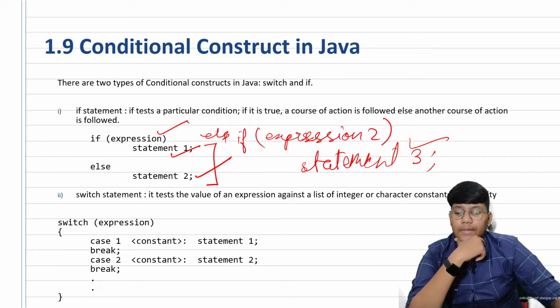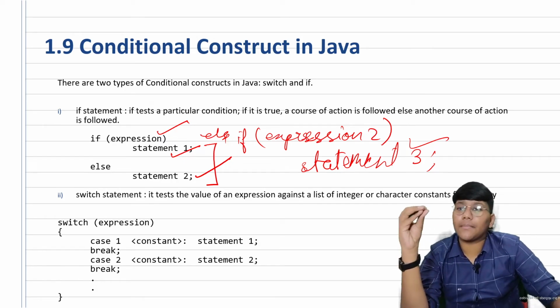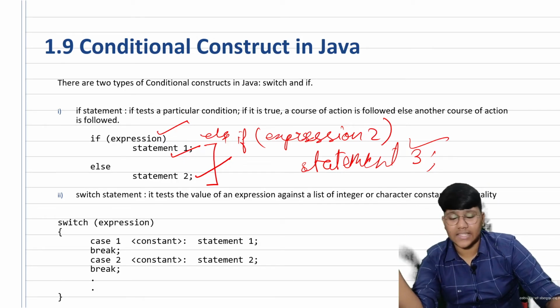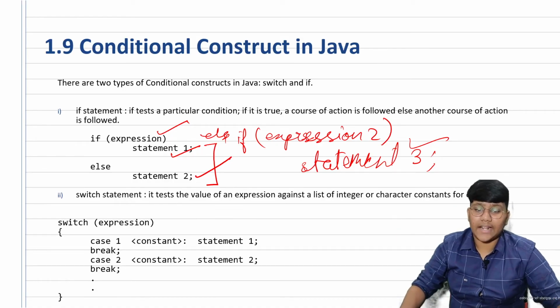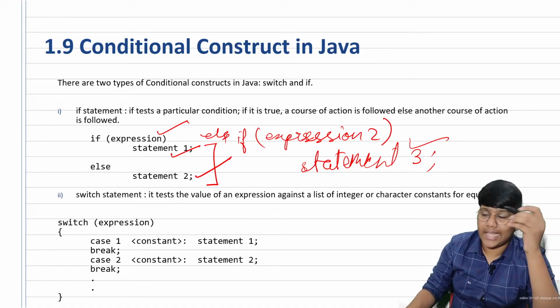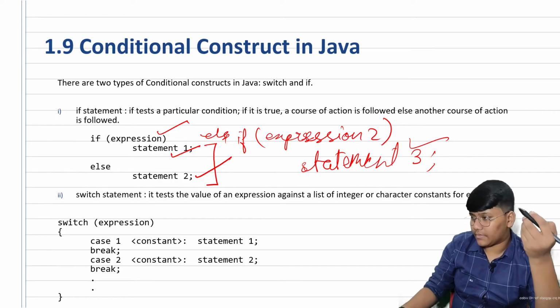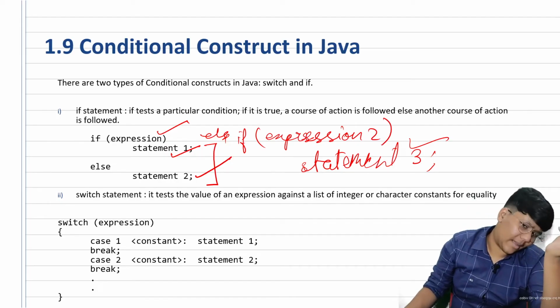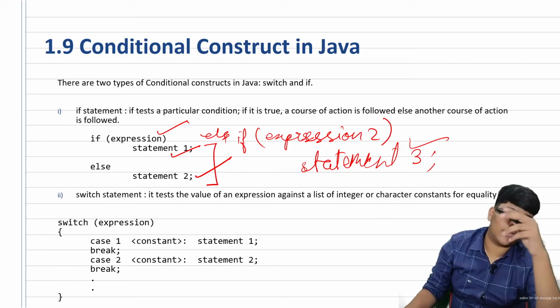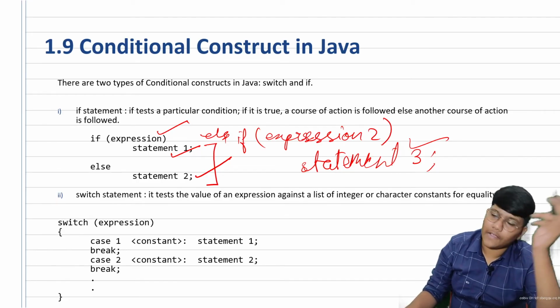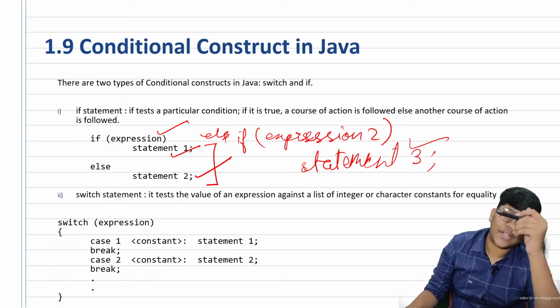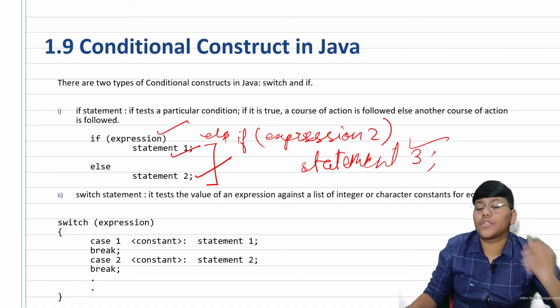Then comes switch statements. In some cases there are many options available. For example, enter a number or a menu based program. So there is enter 1 for this, 2 for this, 3 for this, 4 for this, 5 for this. You will not write else if again and again. Instead you can use the switch statement.